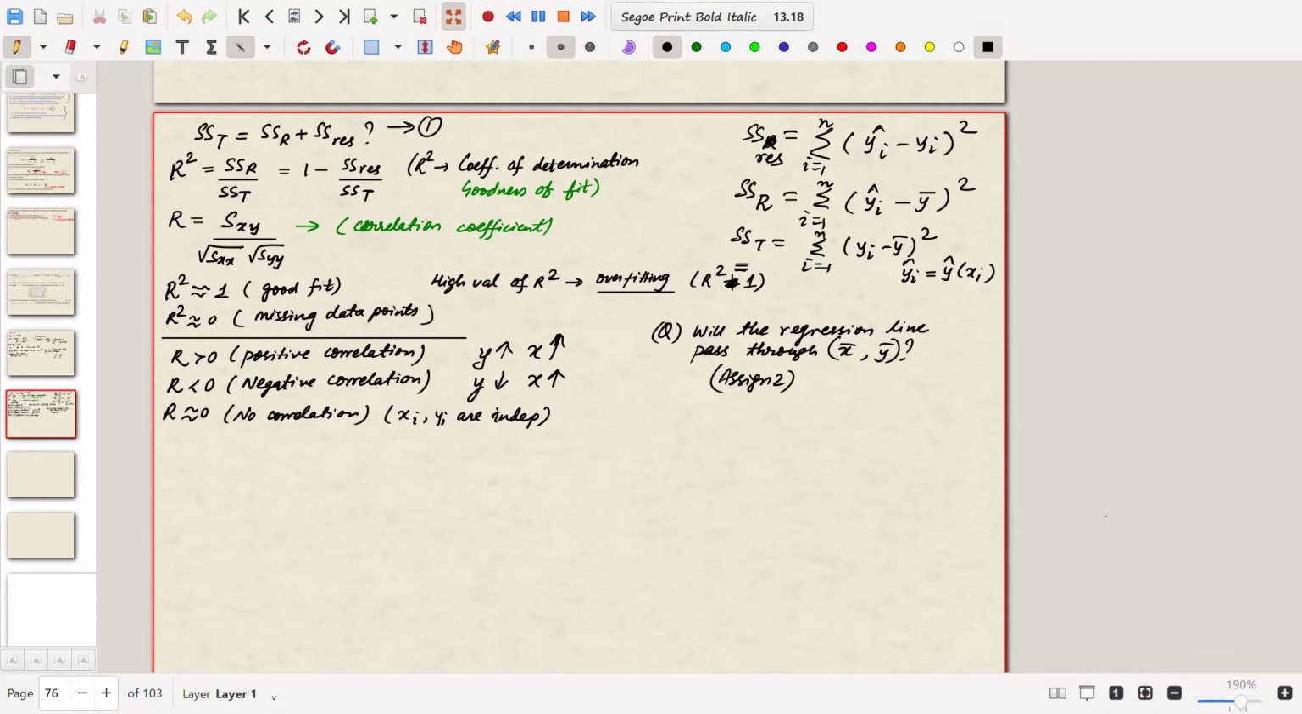Actually, from this equation 1 itself, you can derive R.